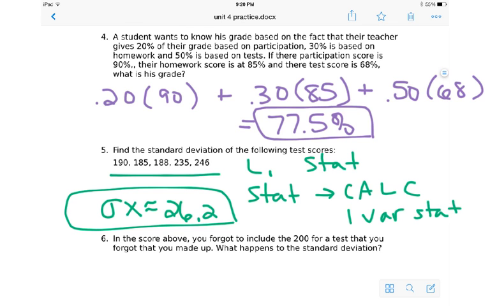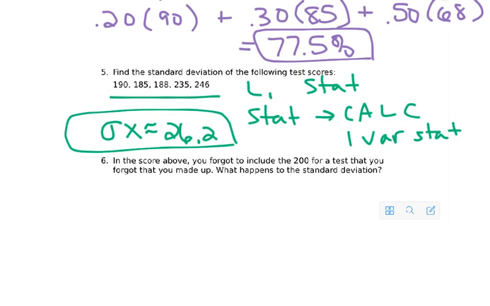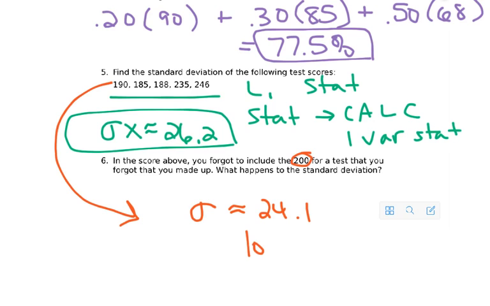For number 6, if in the score above, you forgot to include 200 for a test that you forgot to make up, what happens to the standard deviation? Well, this is what I would do. I would go back and I would go put into stat 1, I would add the 200. So instead of having 5 scores, now I have 6. And then I would go back and I would find the standard deviation again. Well, if you do that, you should find out the standard deviation is 24.1. So forgetting that score lowered the standard deviation.